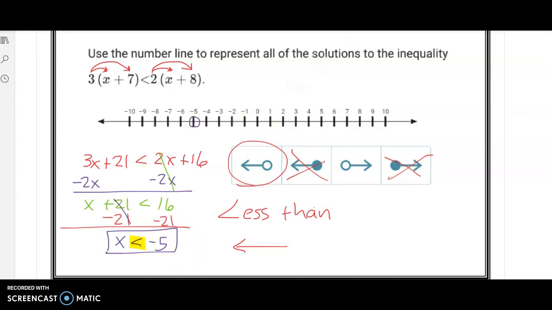I'm going to do it in a different color. Maybe we'll see it better. An open dot, and we're shading to the left if you're doing it on paper. Okay. It is an open dot. So in case you forget, I'm going to write it down here. Less than and greater than, get an open circle. Less than or equal to, greater than or equal to, get a closed circle. And remember that the inequality symbol itself is like a little arrow that tells you which direction to shade.